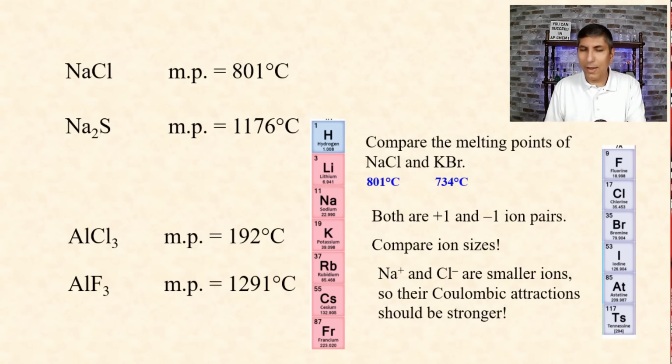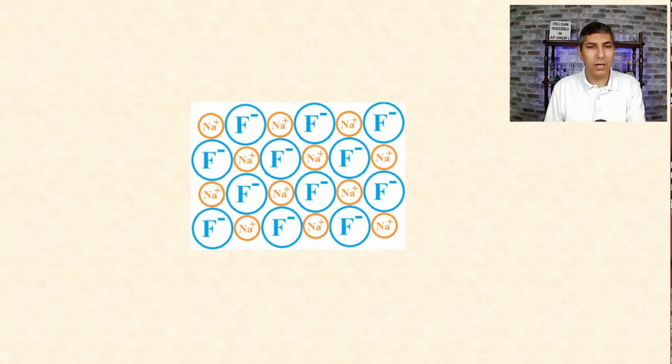Now, as we think about how ionic compounds are arranged, there's this three-dimensional lattice. I don't have it drawn in three dimensions here, but you get the idea that every ion is surrounded by ions of the other type of charge. We have positives and negatives attracting each other. So here we have sodium fluoride.